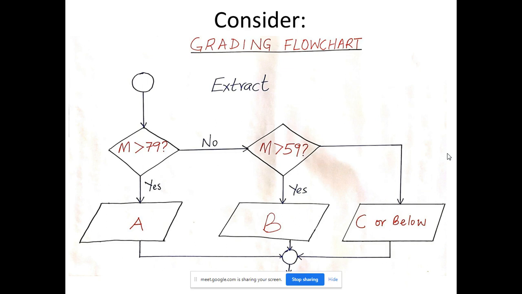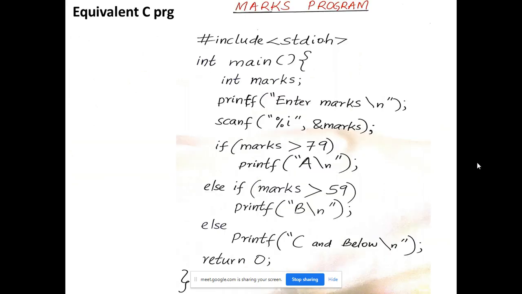The option of A, that is 80 and above. The option of B, which is 60 to 79. And finally, what is less than 60, it will be C or below. Let's take a short time in writing the program that you can see on the screen. That is now a C program. Take a few minutes, 2 to 3 minutes, and ensure the program runs, and tell me the output, whether it will get the correct output.